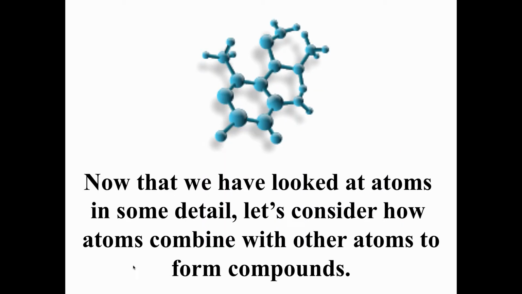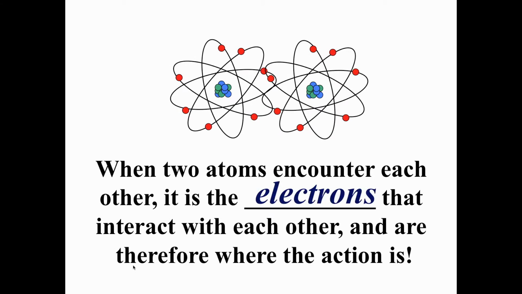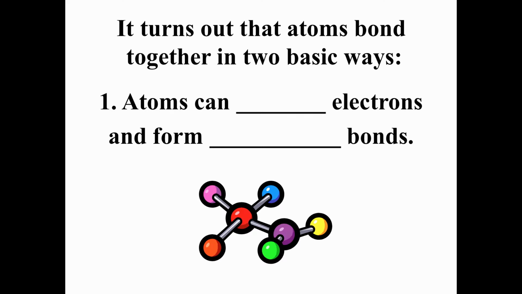Well, now in the previous screencast we looked at atoms in some detail, so now let's look at how atoms combine with other atoms to make compounds. When two atoms encounter each other, it turns out that it's the electrons that interact with each other, and that's where the chemical action is. It also turns out that atoms bond together in two basic ways.